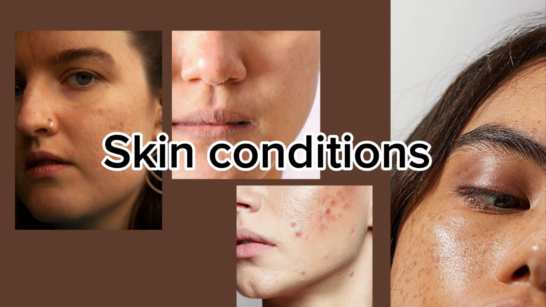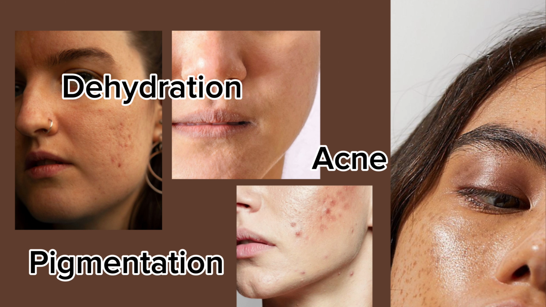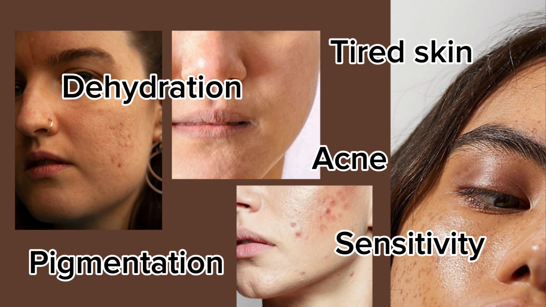What about acne, dehydration, pigmentation? They are skin conditions. It's a product of our unhealthy lifestyle, lack of sleep, smoking, stress, alcohol abuse, poor nutrition, and more. The main skin conditions are dehydration, acne or blemishes, pigmentation, tired skin, sensitivity. The skin conditions we can influence with skincare products. Let's talk in detail about how we can take care of our skin.